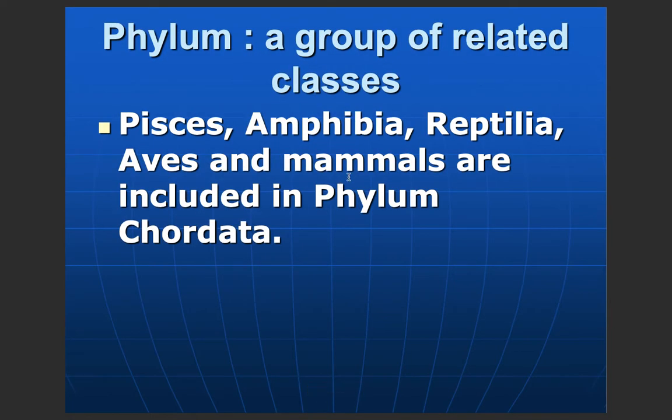Then we come to the phylum, which is a group of related classes. Pisces, Amphibia, Reptilia, Aves, and Mammalia, which you have studied in class 9th also, are included in the same phylum. This phylum is known as Chordata, which shows some typical characteristic features, for example, presence of notochord and presence of gill slits. These are the important characteristic features of Chordata, to which all these classes belong.